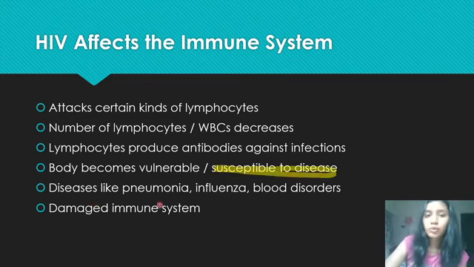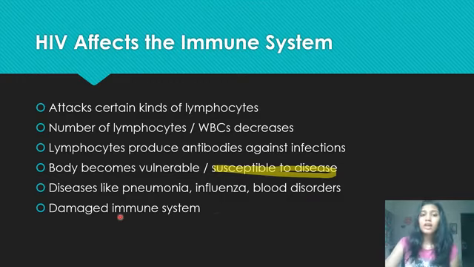Diseases like pneumonia, influenza, and blood disorders can affect your body. This leads to a damaged immune system. Every point here carries a mark, so you better remember all 6, because in an exam you're bound to forget at least 2 to 3. Trust me, it's happened to me, and I studied my guts out for my GCSEs. The first 3 points are really easy, and the fourth one as well, susceptible to disease, and the last one is just an outcome of what happens due to HIV affecting the immune system. And of course, as a result of all of this, the body may acquire AIDS.